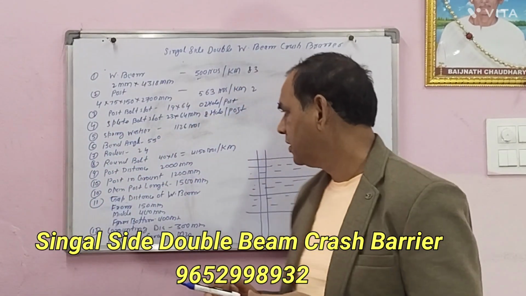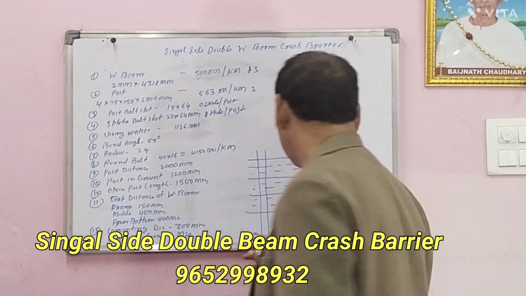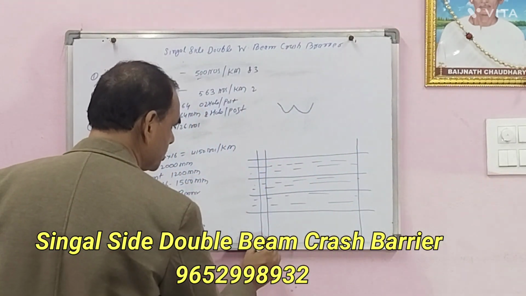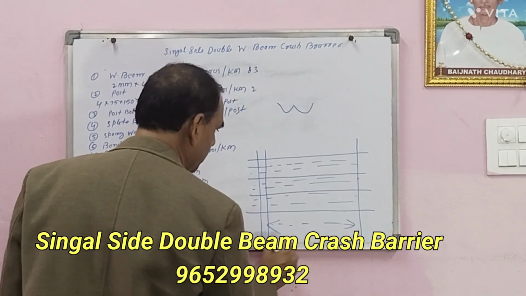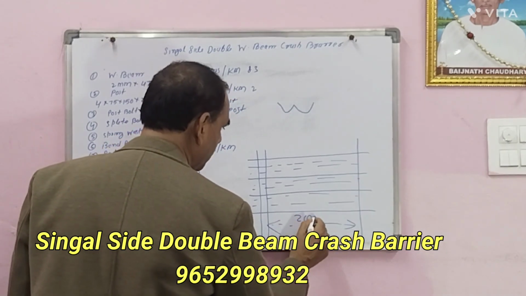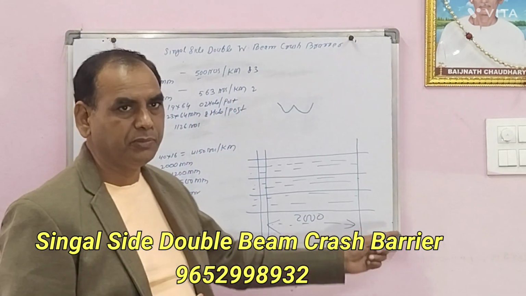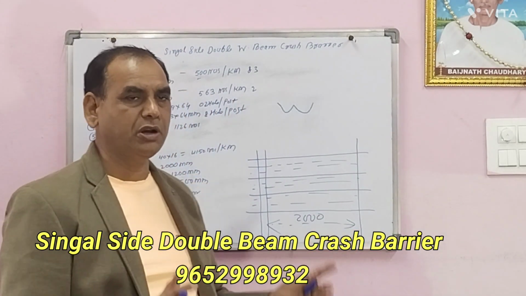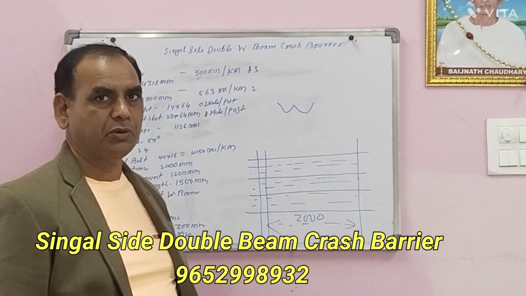Understand? Next thing is the post distance. What is the distance of the post? Suppose this is a post, and this and this distance. How much will come? 2000 mm, means 2 meters. Post to post distance will be 2 meters.